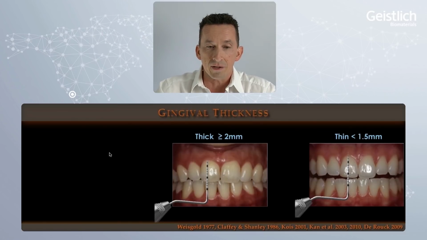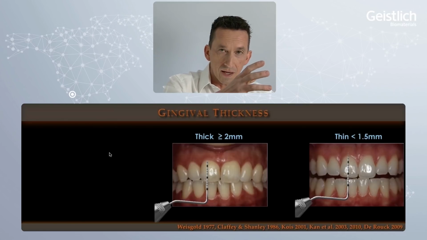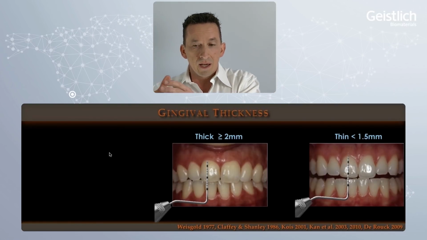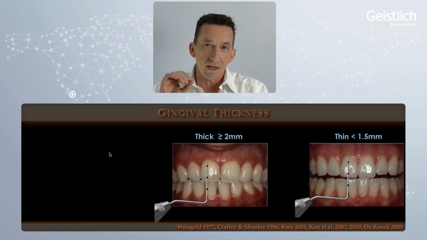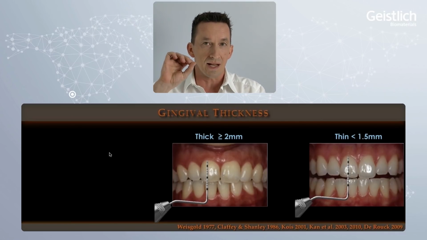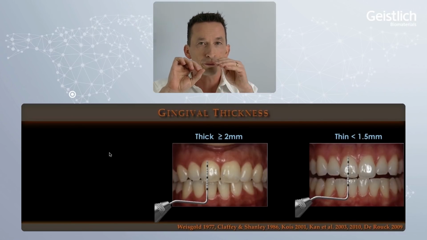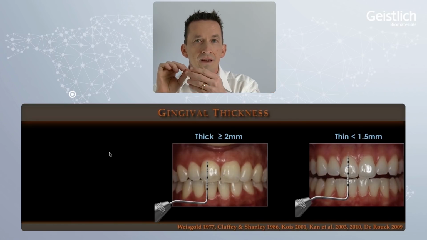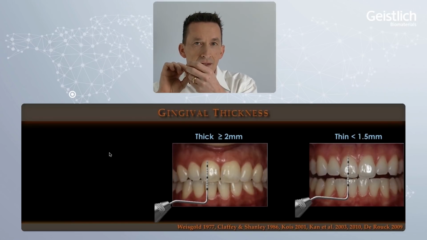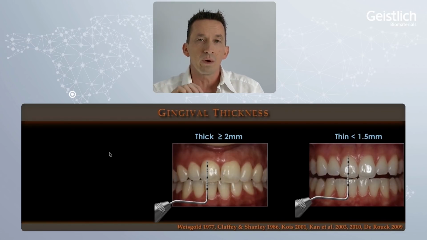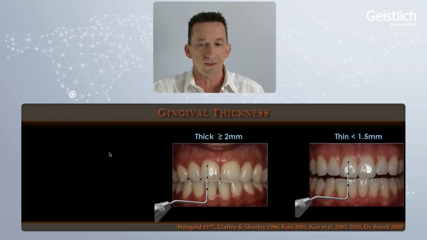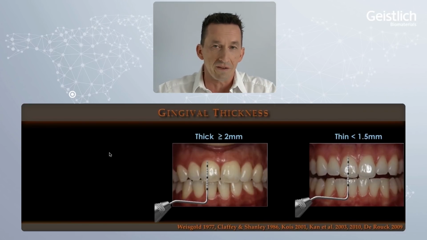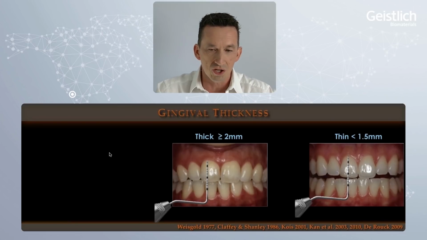We need a certain gingival thickness, which is divided into thick gingiva and thin gingiva. And the difference is the visibility of your periodontal probe. If you put in a perio probe into the sulcus and you can't see the probe through the gingiva, we say it's a thick phenotype. If you can have a glance of the thickness of the perio probe, we have a thin biotype. And we speak about a thin biotype with less than 1.5 millimeters of gingiva.